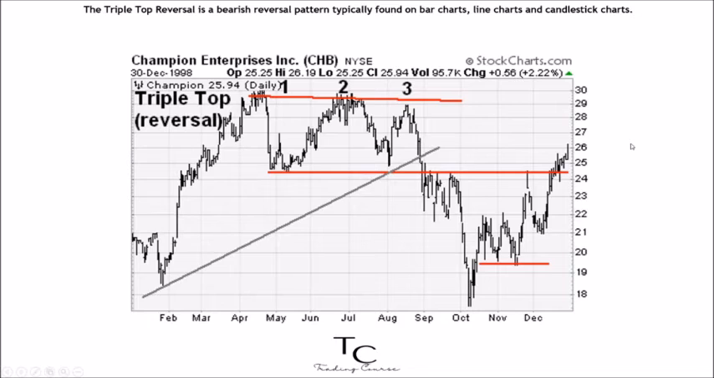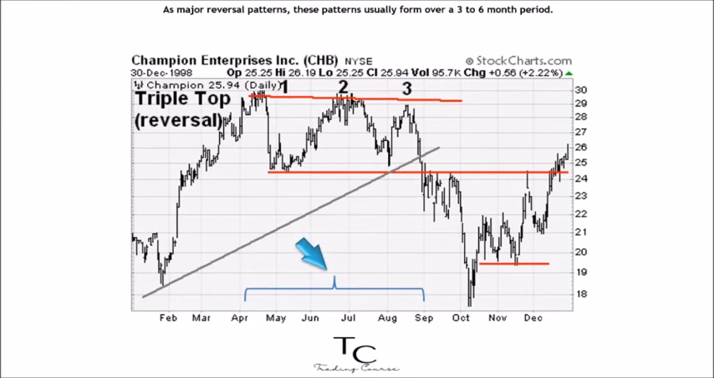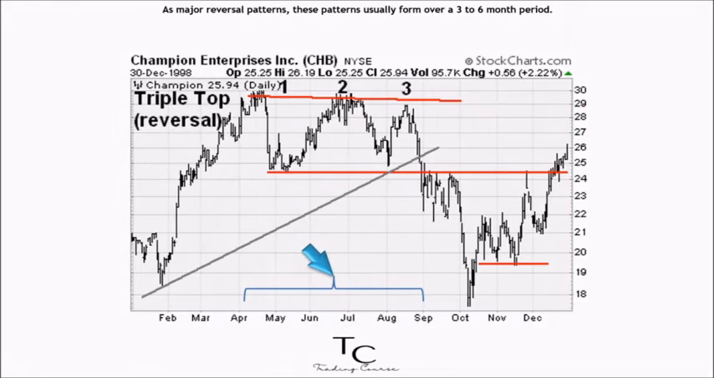The triple top reversal is a bearish reversal pattern typically found on bar charts, line charts, and candlestick charts. There are 3 equal highs followed by a break below support. As major reversal patterns, these patterns usually form over a 3 to 6 month period.